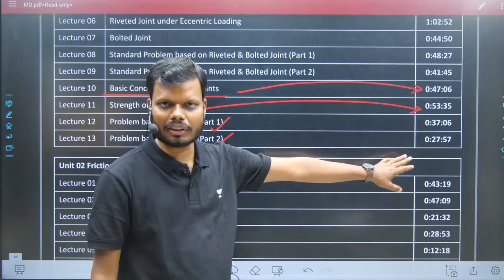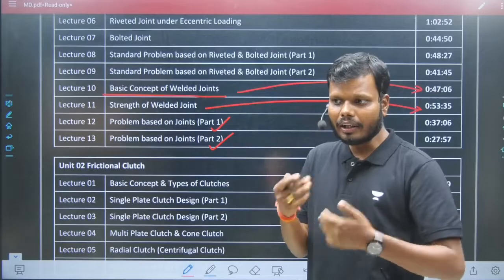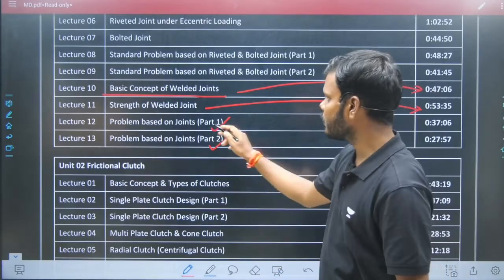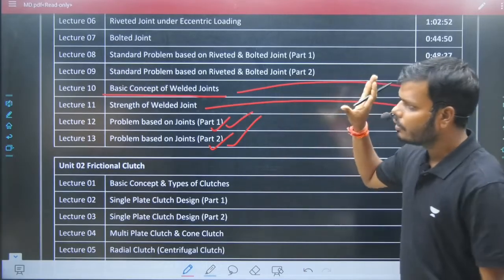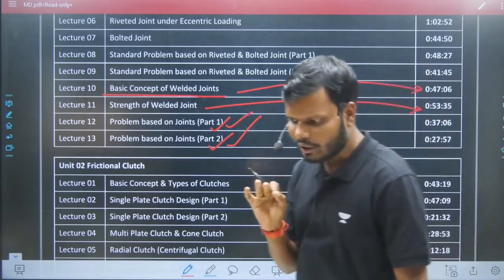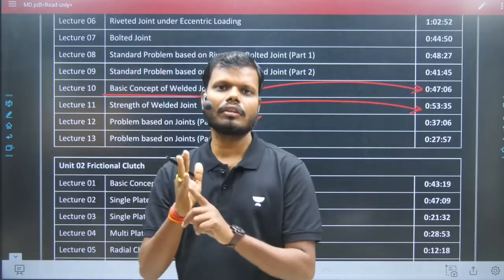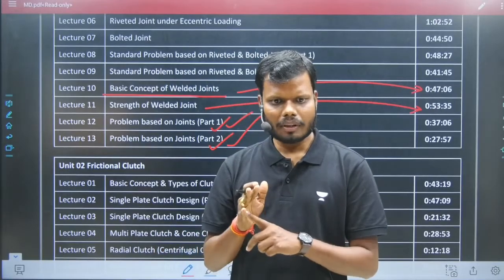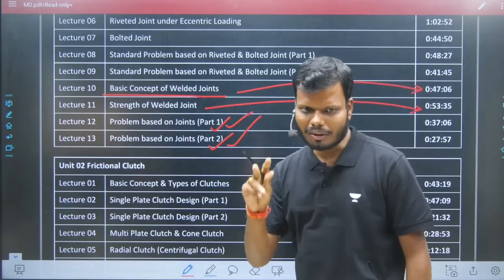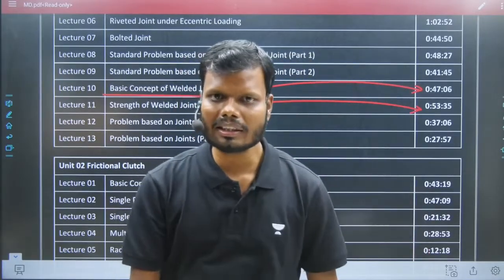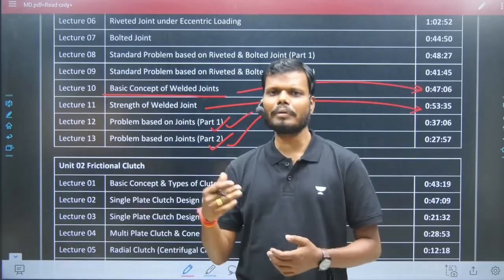That is more than sufficient for the GATE examination. A variety of problems will be solved in these two parts. Clear that point? So in unit 1, that is riveted, bolted and welded joints, there are two more things: first, design under eccentric loading, and second, design of welded joints. These two concepts will be very important for the GATE examination, from a numerical point of view.